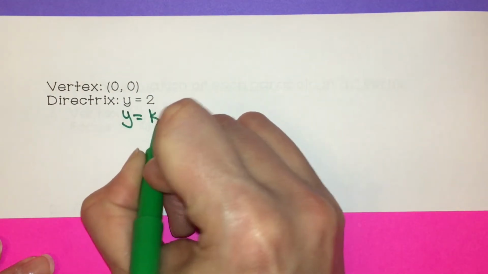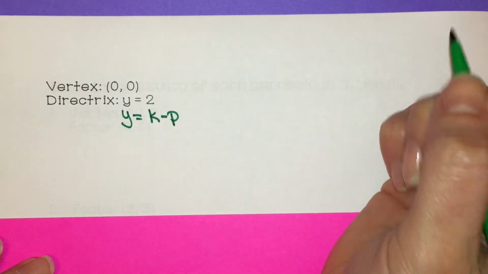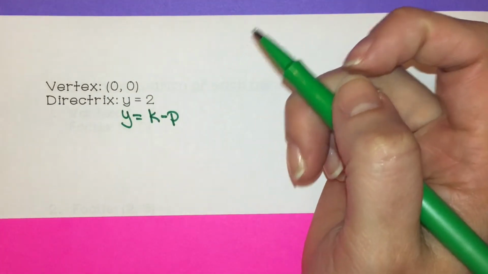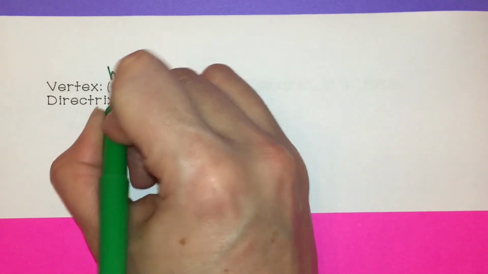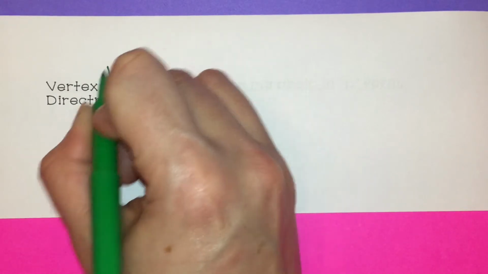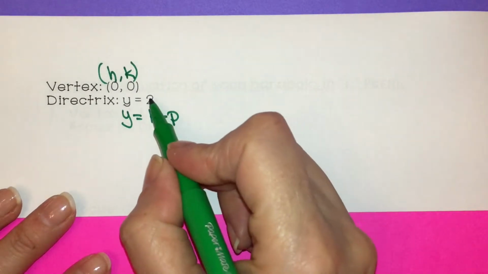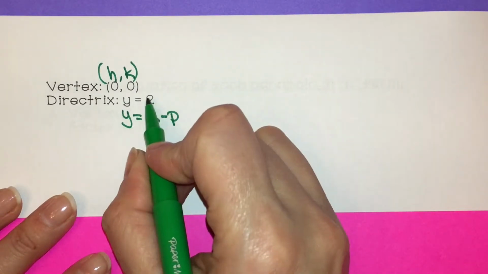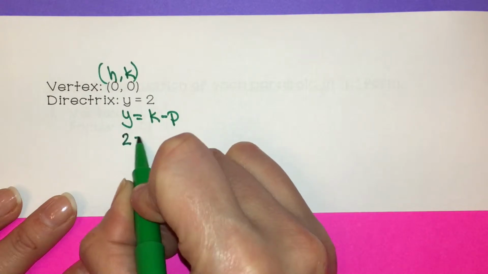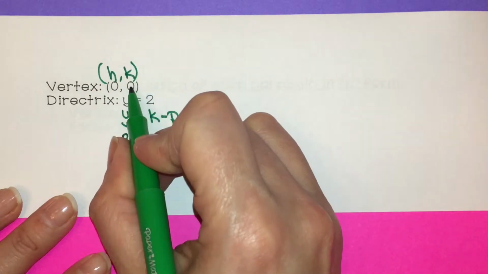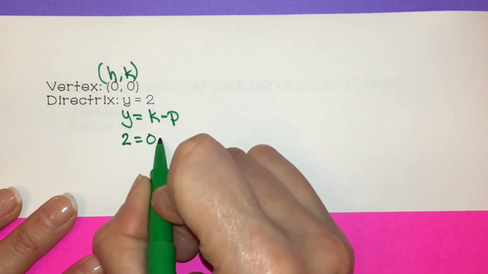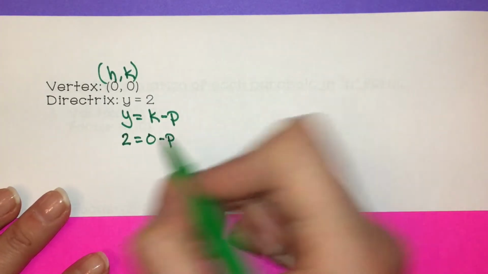Y equals k minus p. And well, the vertex is just h comma k. So I know h is 0, I know k is 0. That means if y is equal to 2, I'm just going to replace y with 2, equals, we know k is 0 minus p. So let's just solve for p.